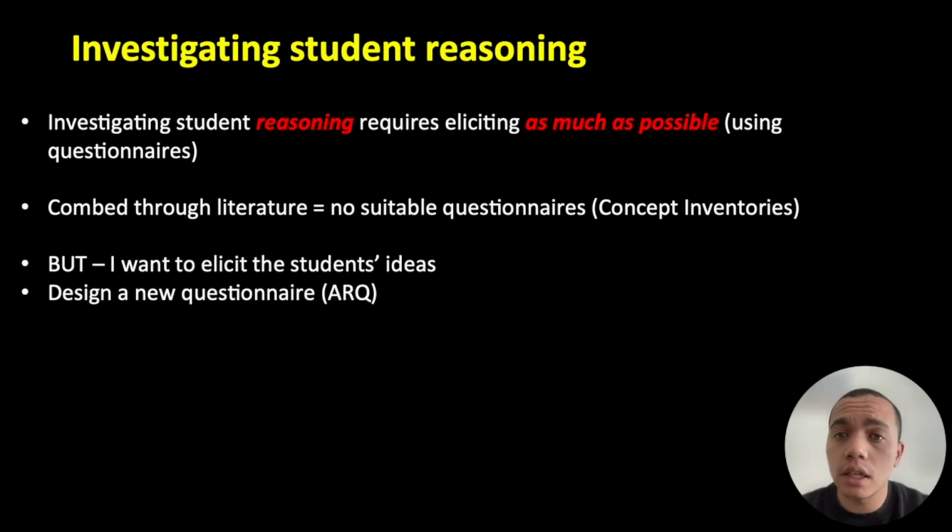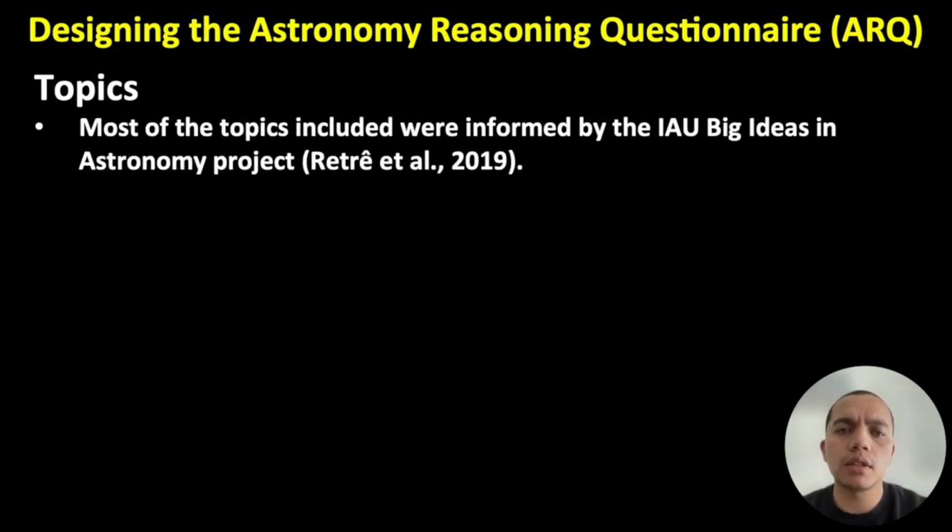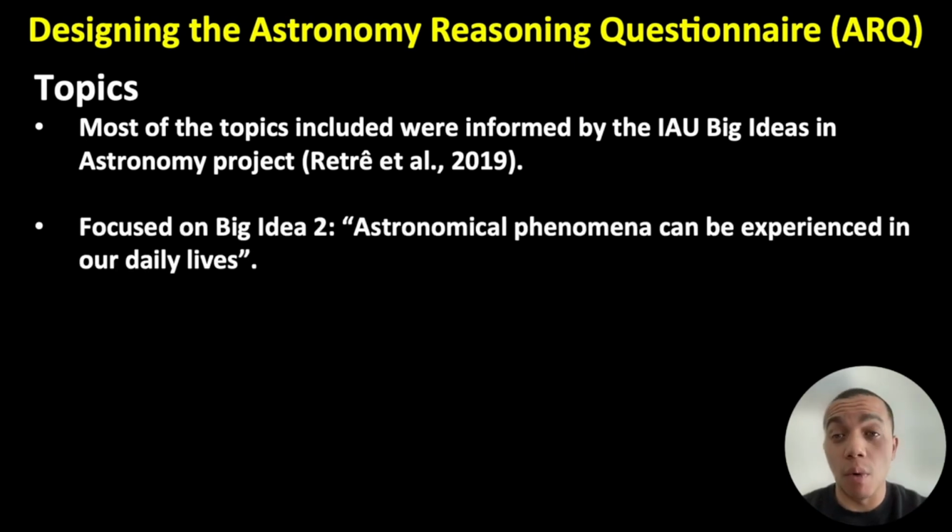Now, because I was interested in how students reason within the context of astronomy, I designed a new questionnaire, the ARQ, or Astronomy Reasoning Questionnaire. In designing the questionnaire, I first chose the topics that the questions would cover. Most of the topics included were informed by the IAU Big Ideas in Astronomy project. I focused on Big Idea 2. Why? Well, because the sub-ideas contained within Big Idea 2 aligned closest with the objectives of the study, namely to probe student ideas and reasoning on astronomical phenomena that they experience observationally.